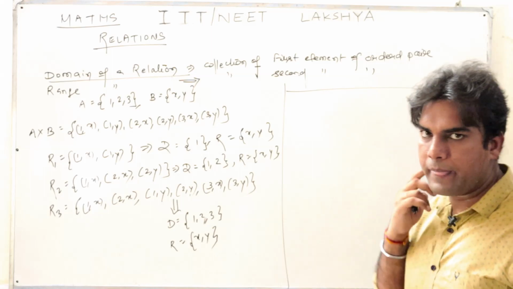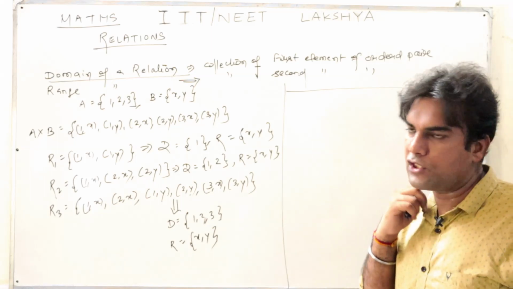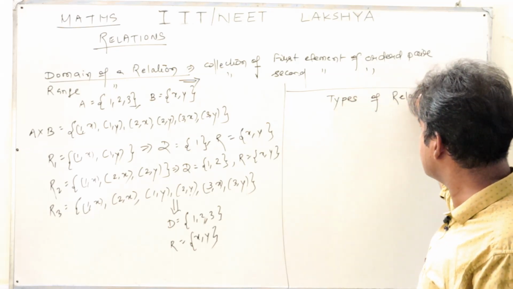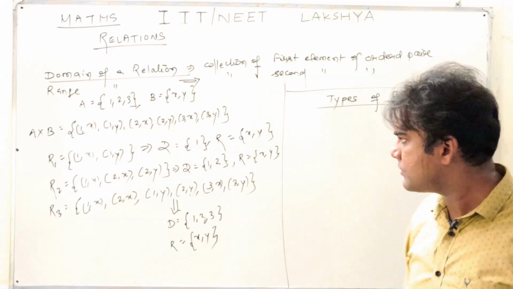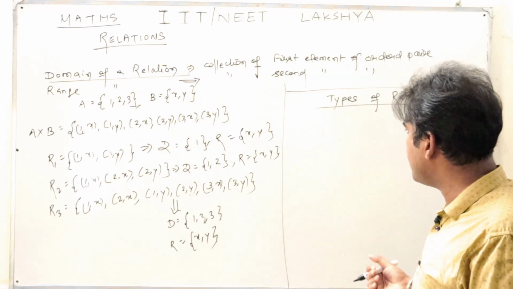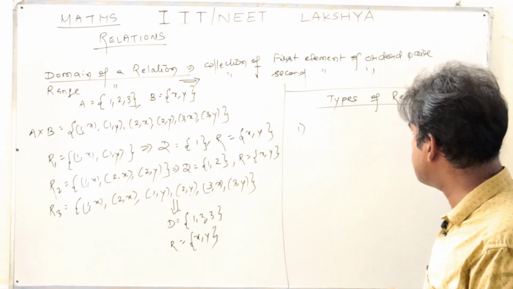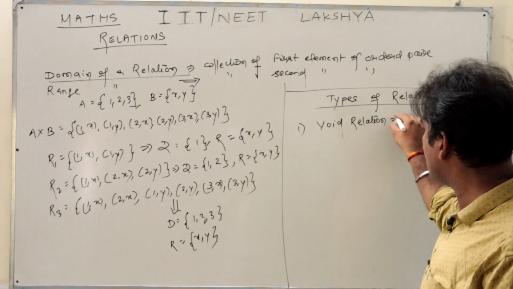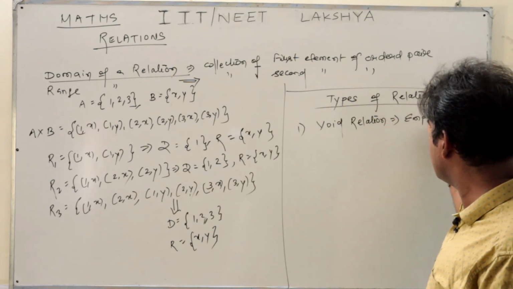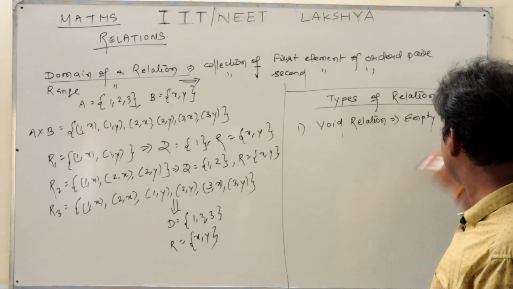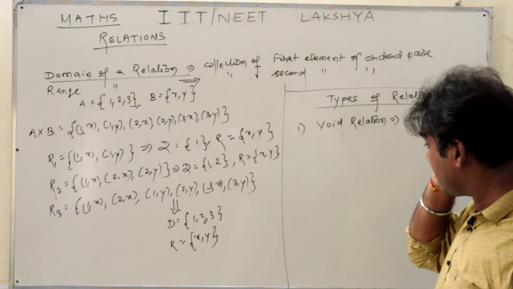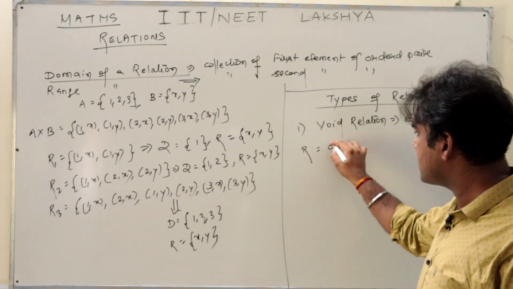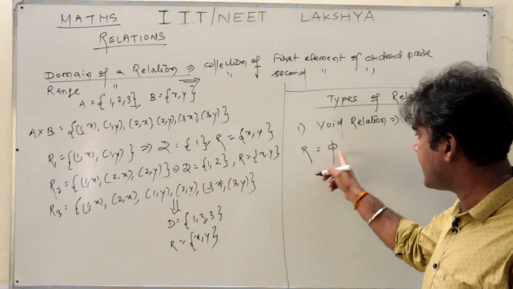Now let us do one thing. Let us see the types of relations one by one. So for example, the first type is basically your void relation, or you can also call it an empty relation. How is the empty relation defined? The empty relation R is nothing but phi.